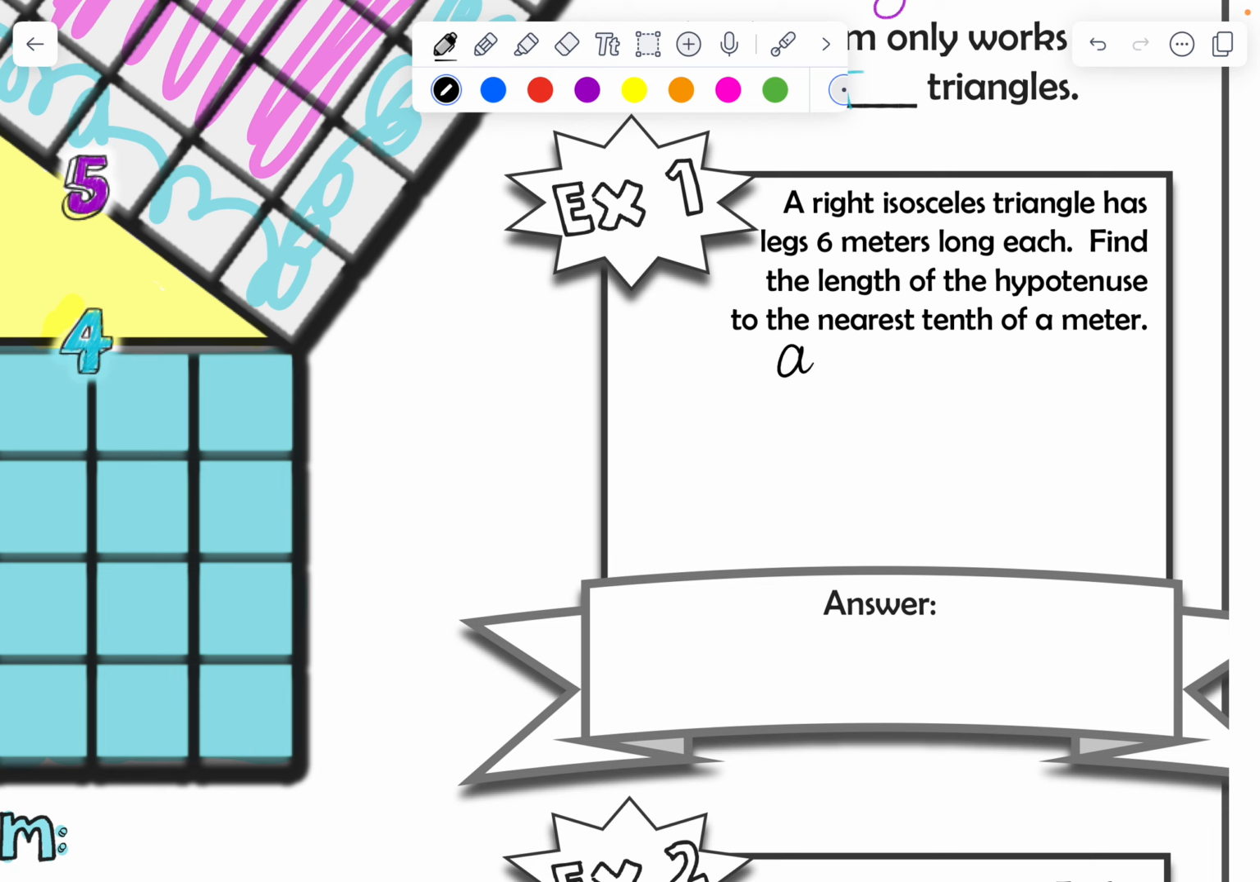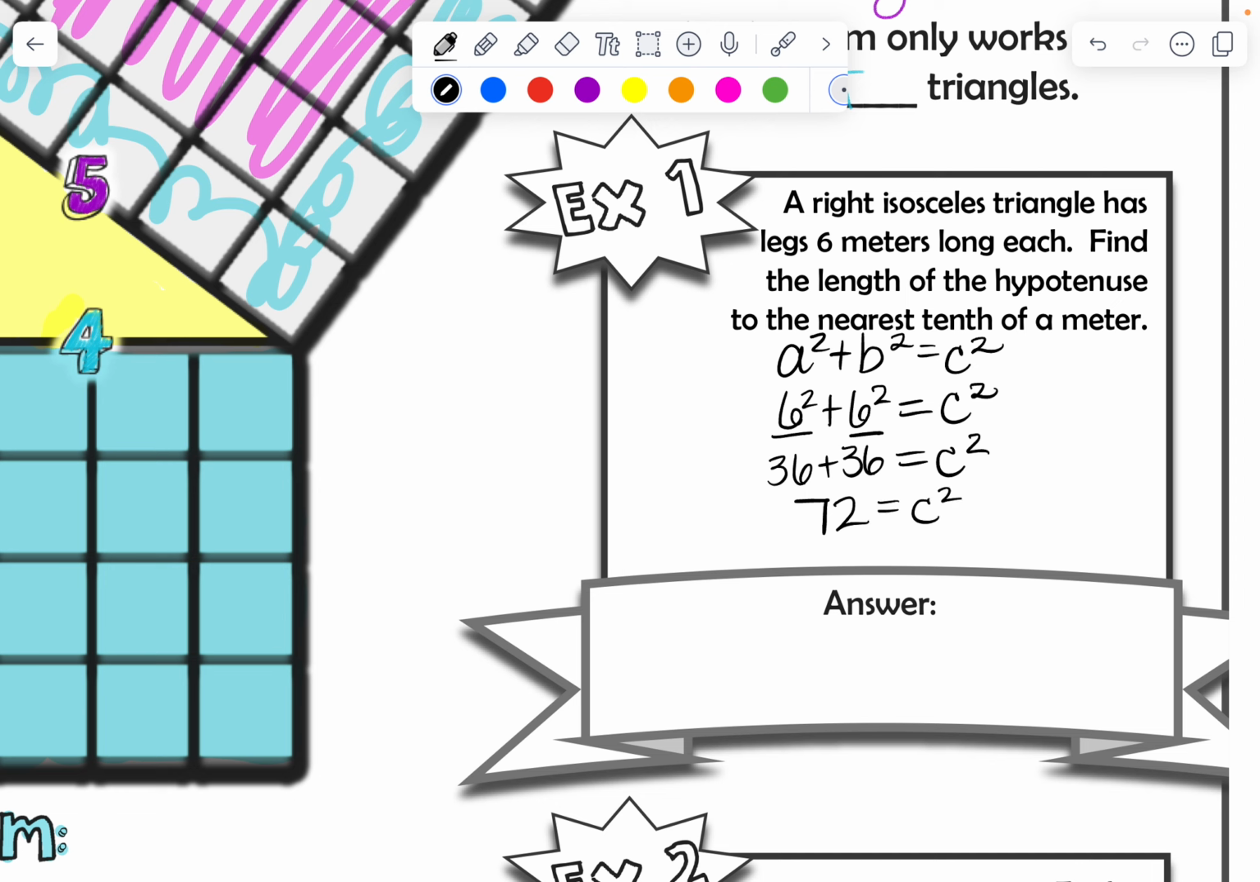Then I can say, okay, well, 6 squared is 36, plus another 6 squared is 36. And I know that has to equal c squared. And so 36 plus 36 is 72. So 72 is equal to c squared. Then I can take the square root to figure out what c would be. We will be using calculators here, and we're going to just round to the nearest tenth. So the square root of 72 is about 8.5 meters. So my answer here would be about 8.5 meters.